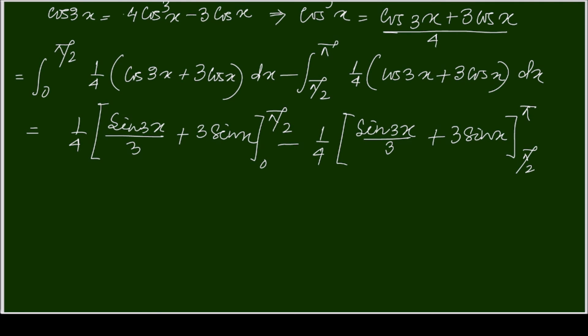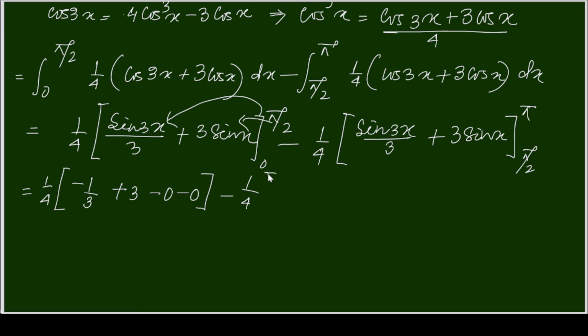So next we'll put the values very carefully. So this equals 1 by 4. First is sin 3 pi by 2, it will be minus 1 over 3. Again sin pi by 2 is 1, so it will be 3 into 1. Next when I put 0, this will be minus 0, minus 0. Now coming to the second part, 1 by 4. First I'll put pi, so sin pi is 0 plus 0, and minus, this will be sin 3 pi by 2, negative 1 by 3, and this is plus 3.